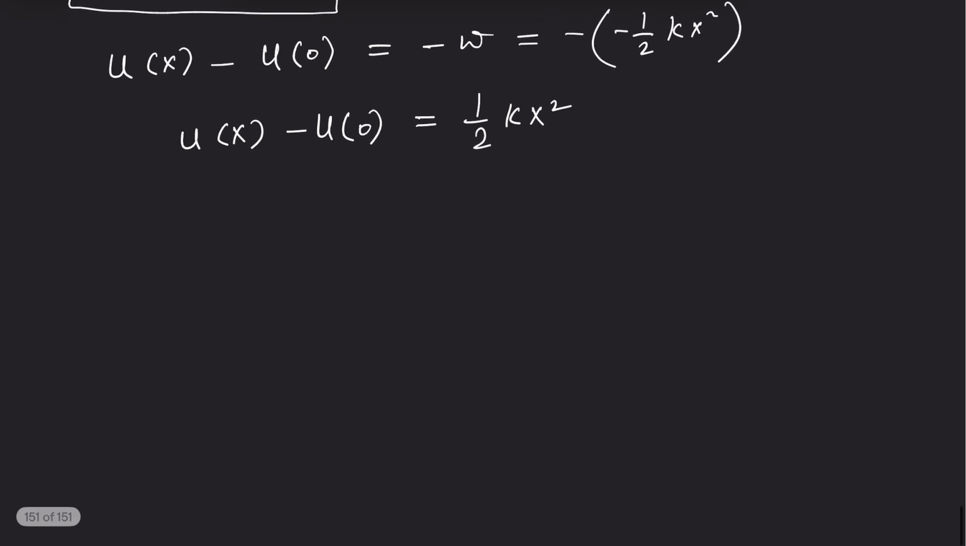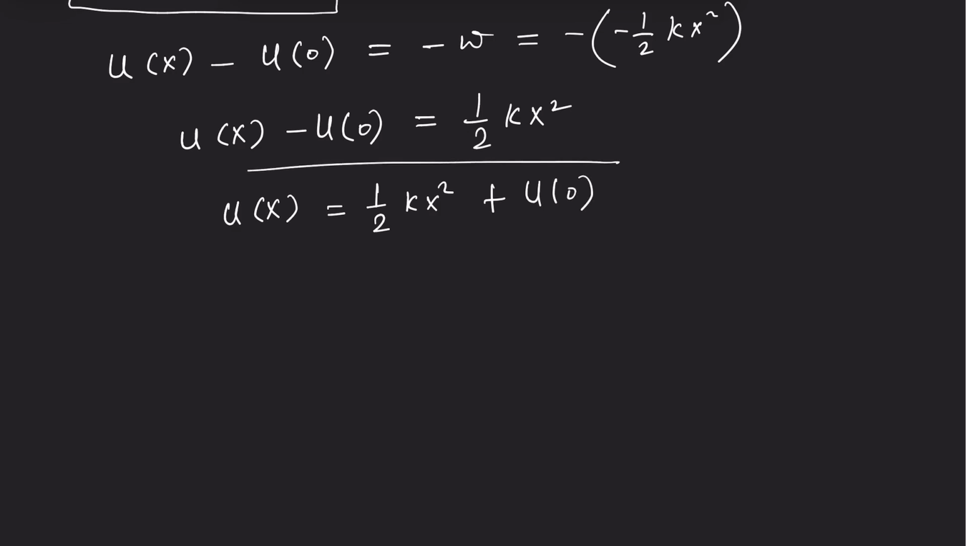So we can say Ux is equal to half kx square plus U naught. That is the general equation.